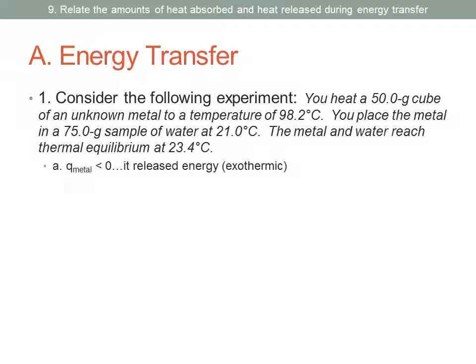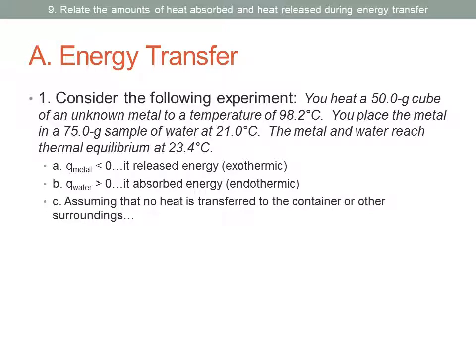don't know what the specific heat is yet, but we know it's releasing energy, so we know that the Q value for the metal is going to be less than 0, or negative, because that's an exothermic process if metal is the system. For the water, it's going to be positive because it's absorbing that energy. It's endothermic.